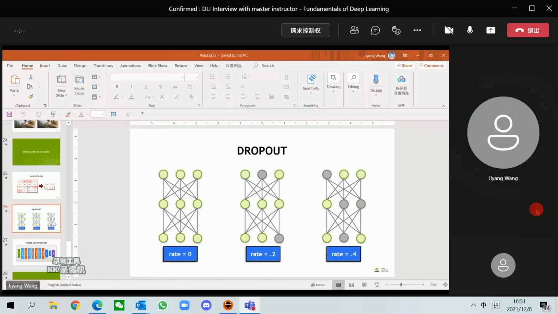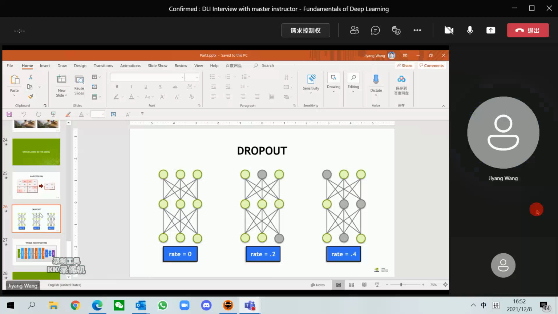Yeah, I think I get your point, but I just want to repeat what you said. You said that with dropout, it makes the model hard to fit the noise in the data. Is that what you just said?